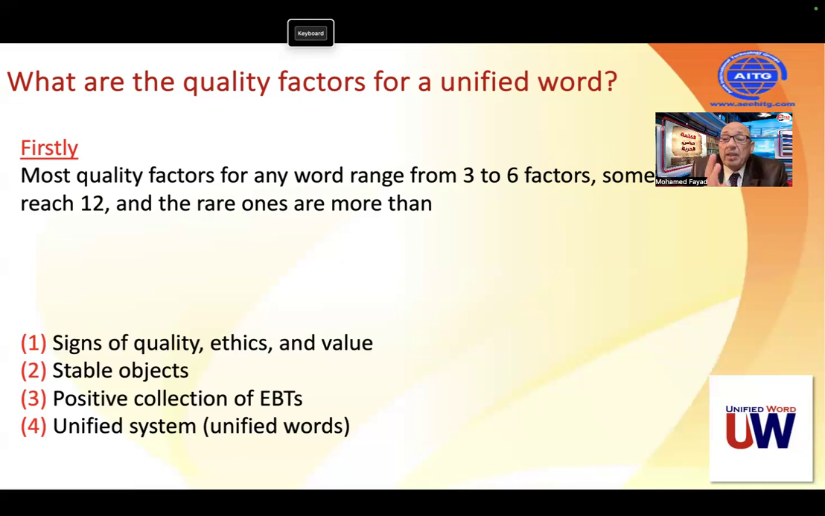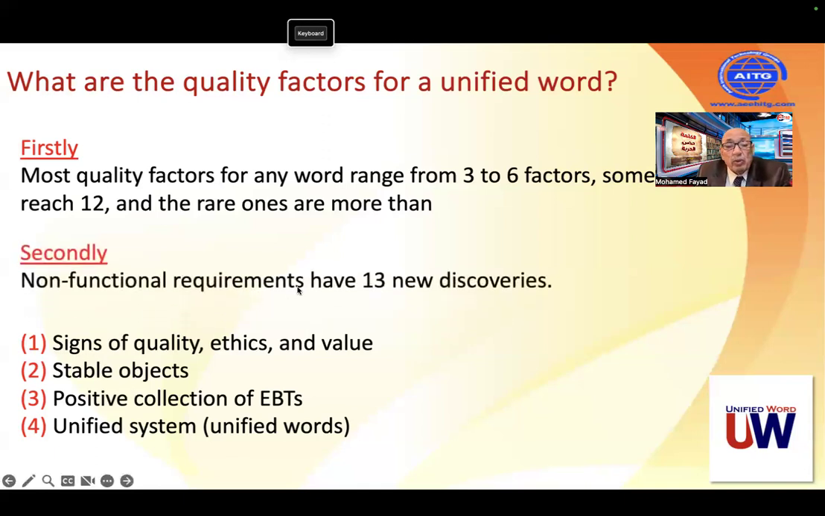This is really, you have to look at this. This is very important. For example, this is a proposal. Any proposal has four quality factors, four only. Nobody knows them. You must know them to execute good proposals and to teach people how to do proposals, by the way. Now, what are the discoveries here? Non-functional requirements have 13 new discoveries. Let me go through them very quickly.